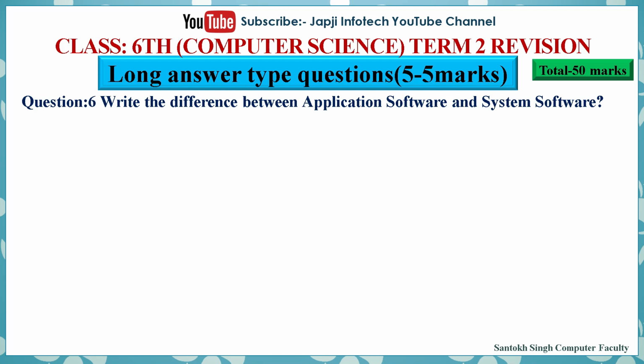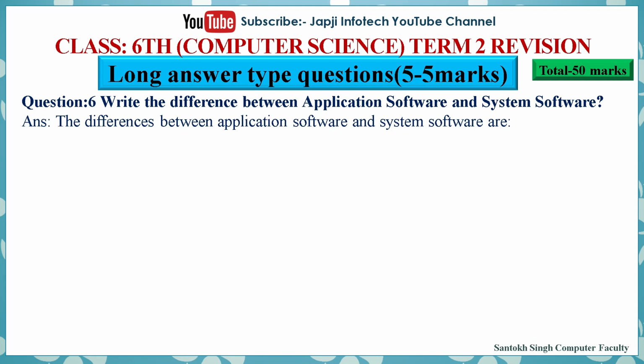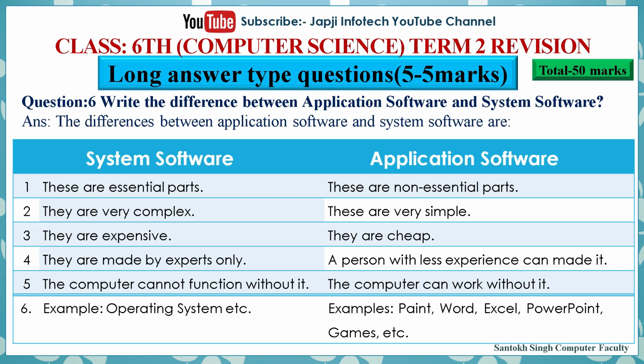And the sixth one is, write the difference between application software and system software. The differences between application software and system software are, so the first point is, system software is a very essential part of a computer, whereas application software is a non-essential part of the computer. Second one is, system software is very complex, whereas application software is very simple to use. Third one is, system software is very expensive, whereas application software is very cheap.